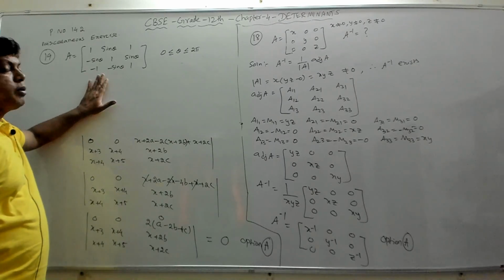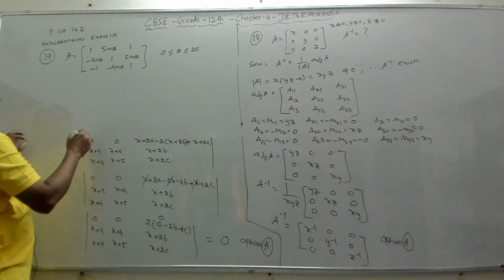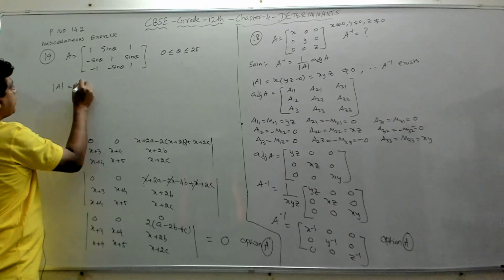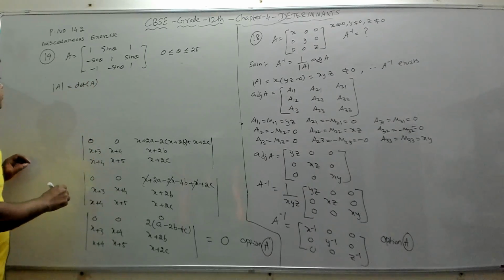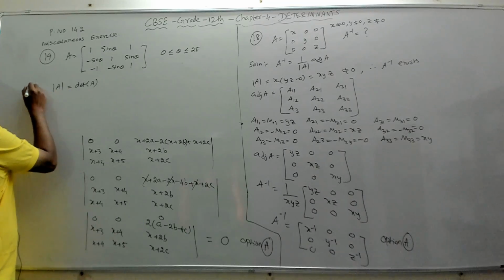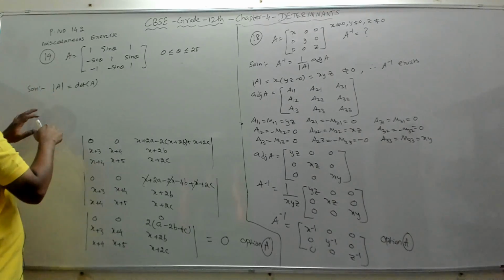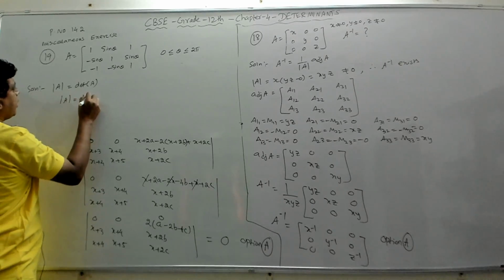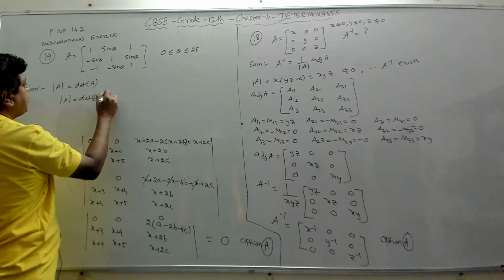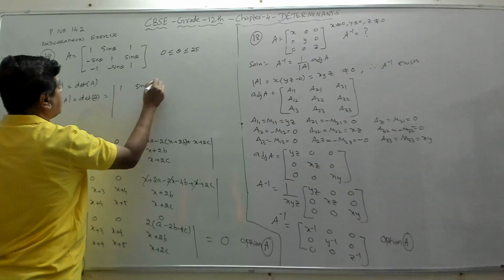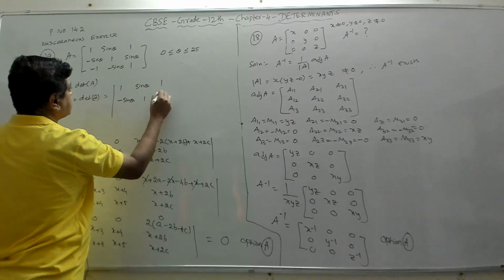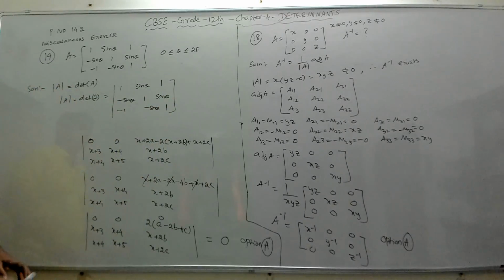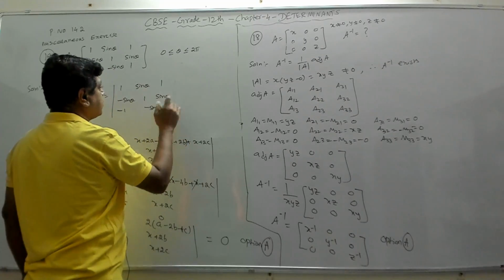So again, let's try to find what the determinant of A is. We can write it like this: determinant of A, or we can even put det of A. Both mean the same. So determinant of A means the determinant of this: 1, sin theta, 1; minus sin theta, 1, sin theta; minus 1, minus sin theta, 1. Not a bracket, it's a determinant, just a line.